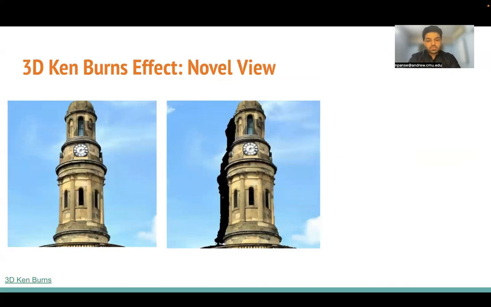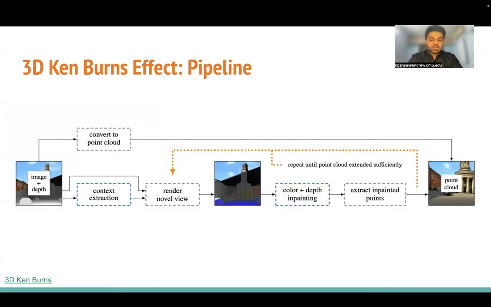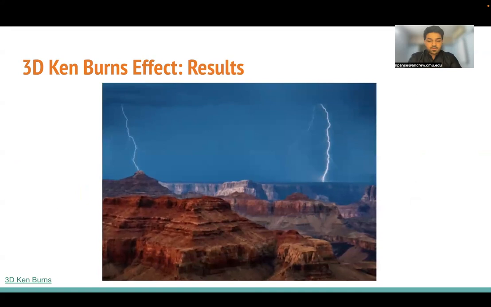And as you can expect, this novel view would have some areas of stretchy depths and stretchy artifacts. And they fill those using inpainting to get a good novel view and blend in those stretchy artifacts. So this is the entire pipeline wherein given an image and a depth, they first convert it into a point cloud, extend that point cloud to render a novel view, and then inpaint the stretchy artifacts in the novel view. And they do this repeatedly until they get a sufficiently extended point cloud. And these are the effects.